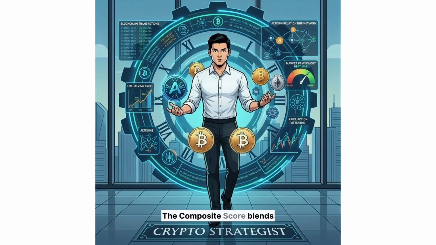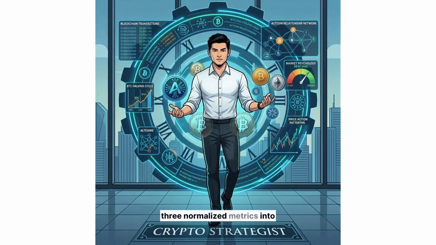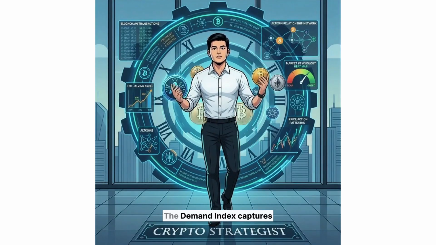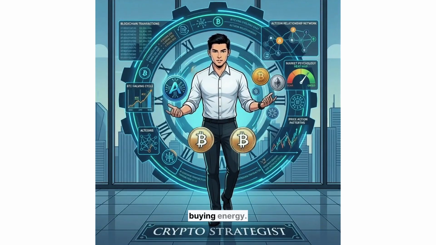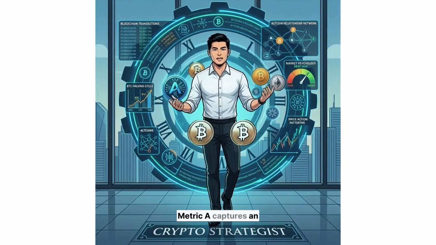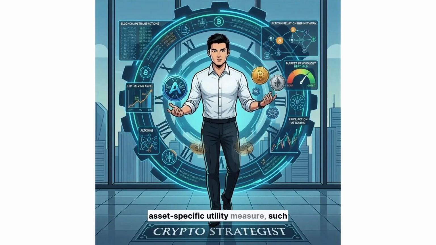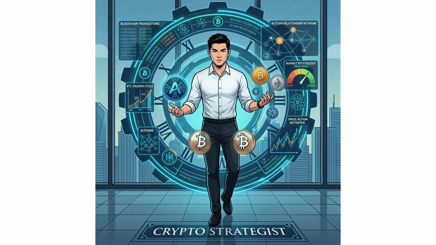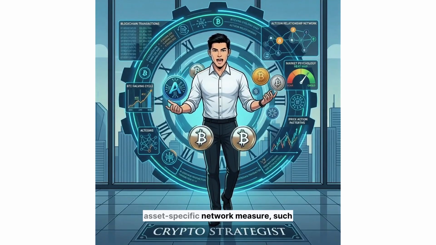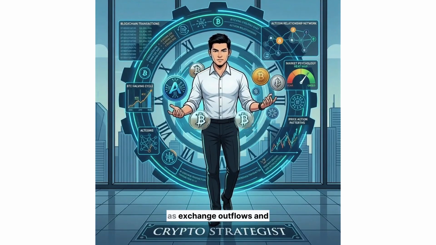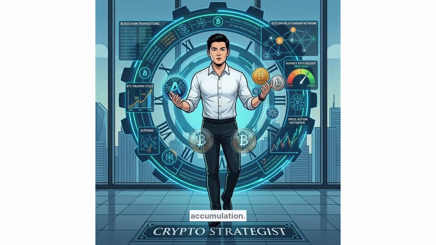The composite score blends three normalized metrics into one health score. The demand index captures buying energy. Metric A captures an asset-specific utility measure, such as transaction velocity. Metric B captures an asset-specific network measure, such as exchange outflows and accumulation.